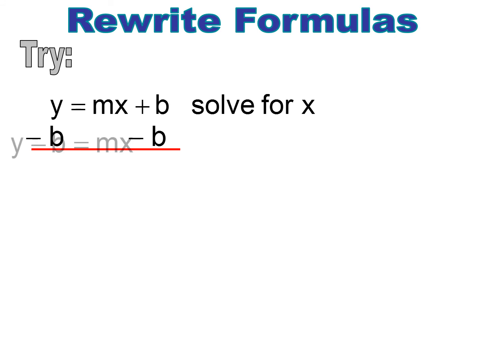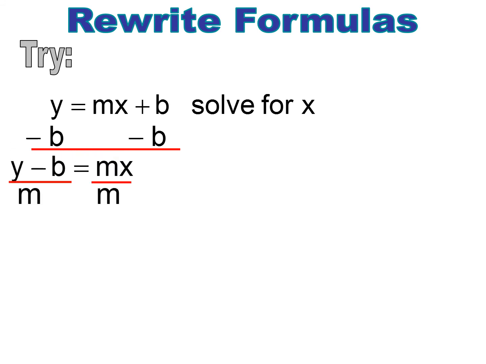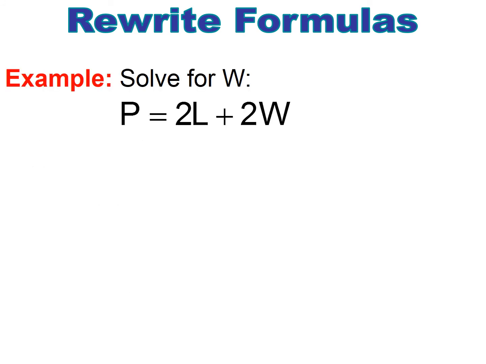So the first thing you're doing is subtracting b from both sides. Now you're going to divide through by m. Our new formula would be y minus b all over m.